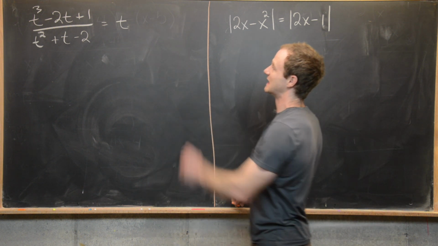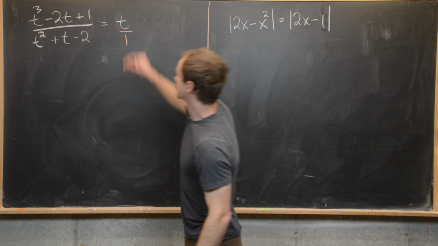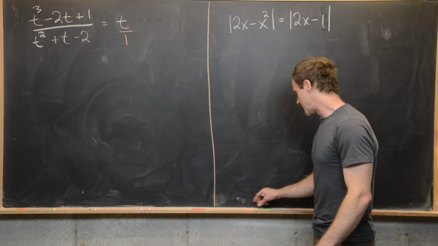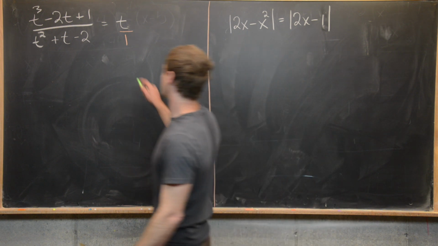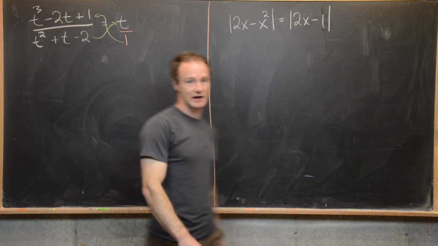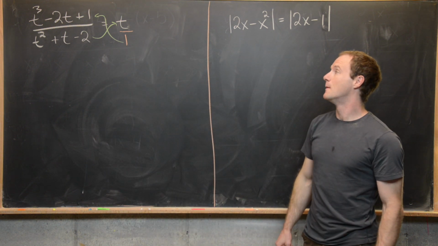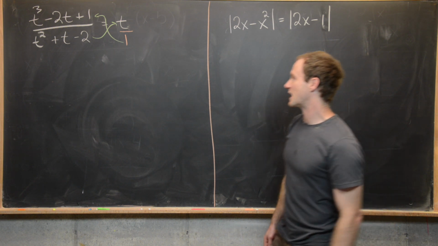And since we have this nice setup where we have a fraction on one side and then a fraction on the other side of the equation, we can do that just by cross multiplication. So I'll multiply this 1 up here, and then I'll multiply this denominator up to the right hand side. So in other words, the t squared plus t minus 2. So let's see what that gives us.